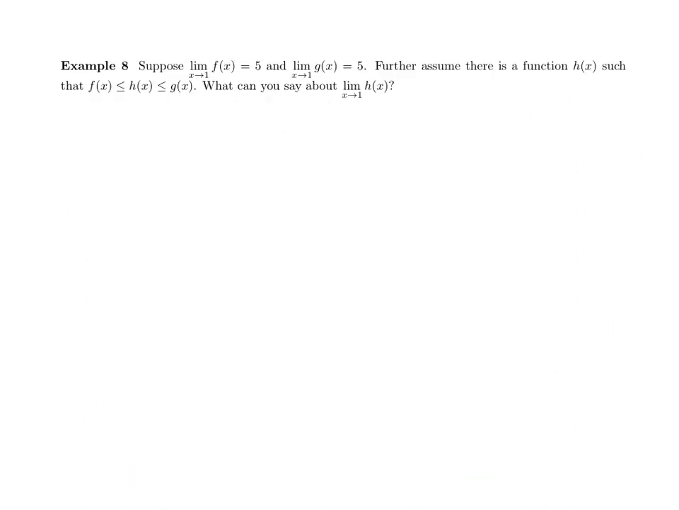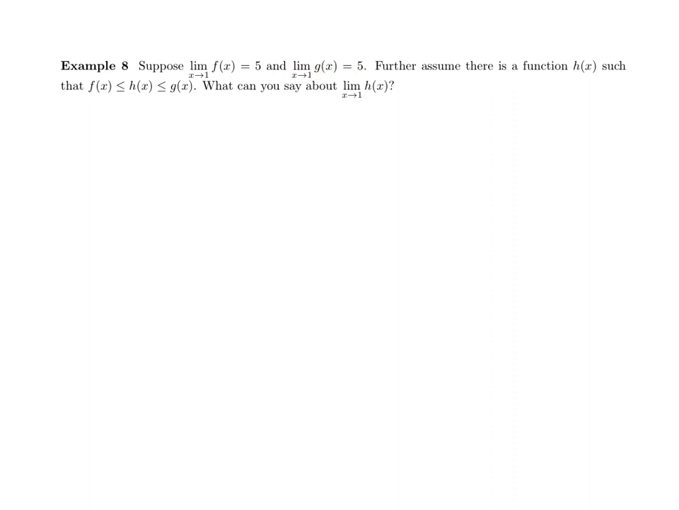There is one more theorem from this section that I'd like to discuss, and let's motivate that by looking at example 8. Here I'm taking the two limits that we started our lesson with, the limit as x approaches 1 of f of x and g of x, and I'm making them both 5, so they're both the same number now. So for this limit, it goes to 5. The limit as we approach 1 of g is also 5.